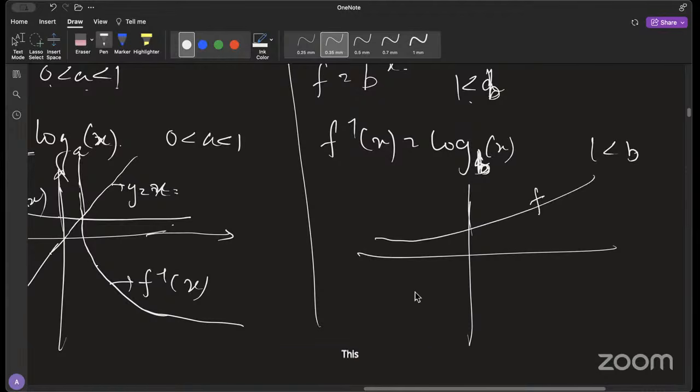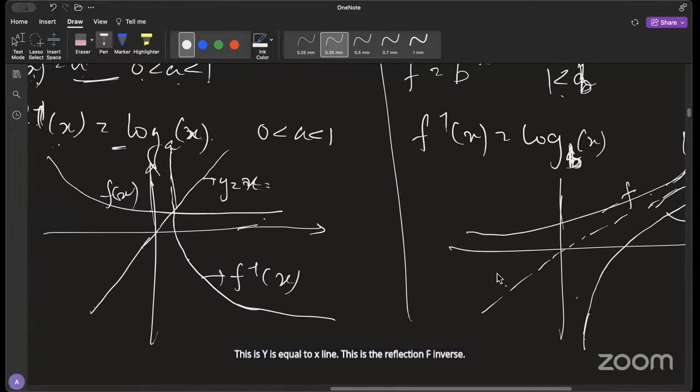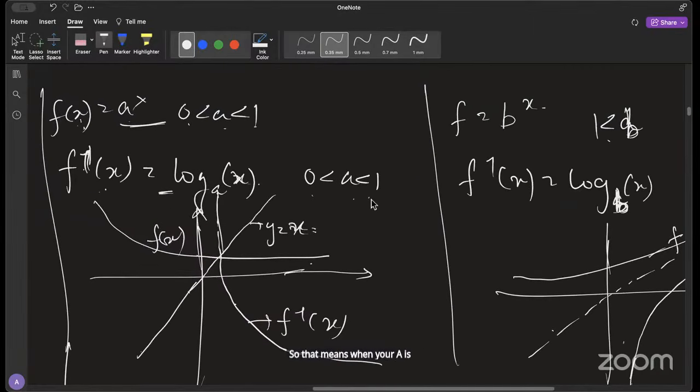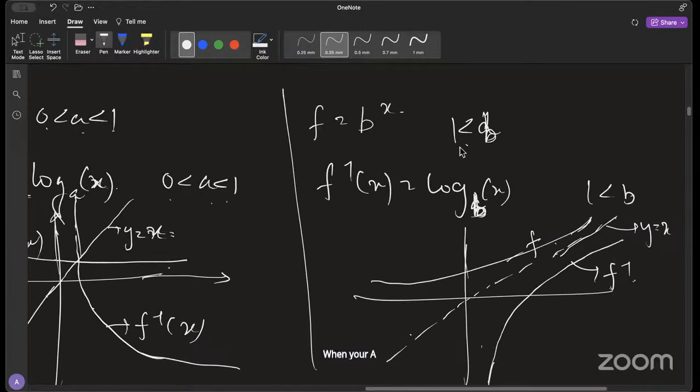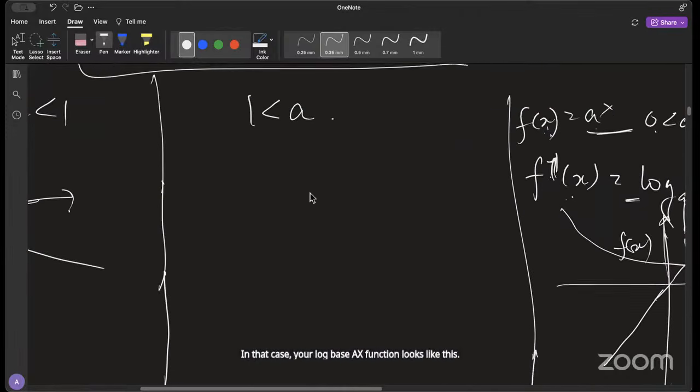This is f. And if this is your y equals x line, it looks like this. Then the reflection of f about this y equals x line is this. This is the reflection, f inverse. So that means when your a is between 0 and 1, the log base a x function looks like this. When your a is greater than 1, in that case, your log base a x function looks like this. So it should be this then.